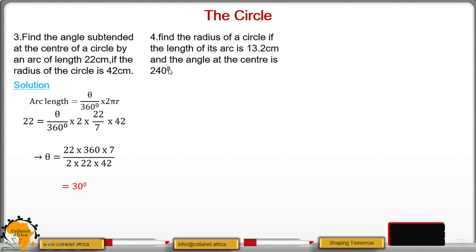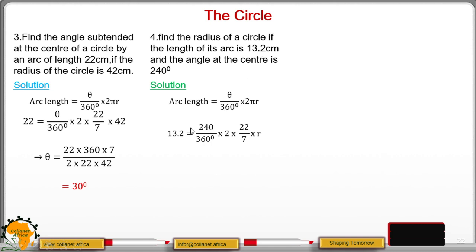Then from there, we have this fourth question. Find the radius of a circle if the length of the arc is 13.2 centimeters and the angle at the center is 240. First of all, we write our formula. Arc length is equal to theta over 360 times 2 pi r. Then substitute the values that are given.